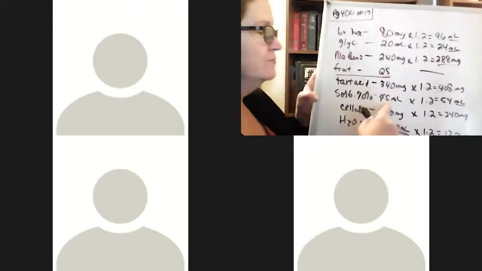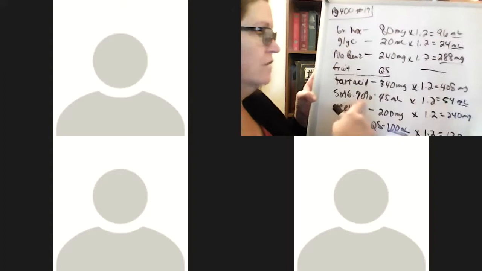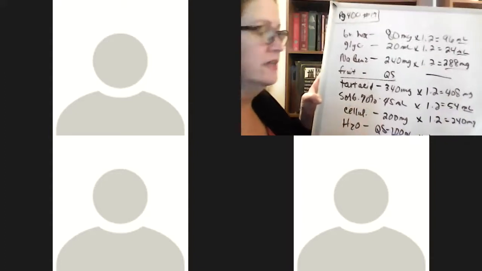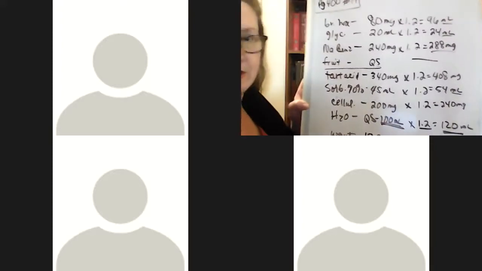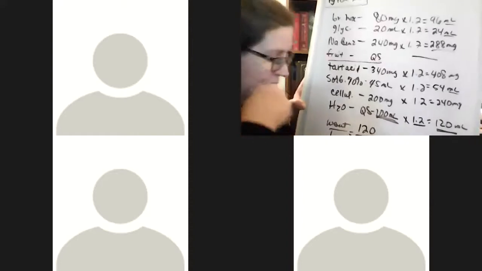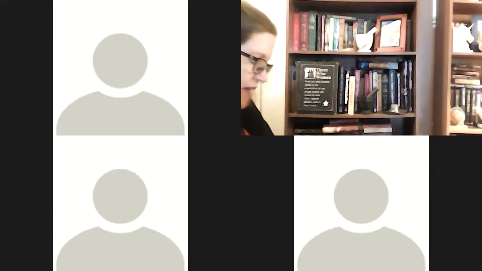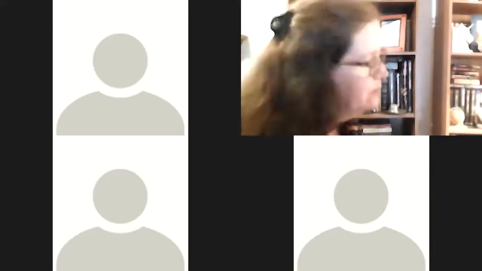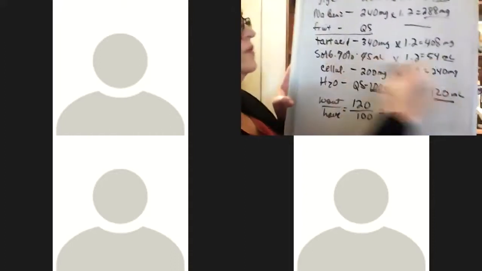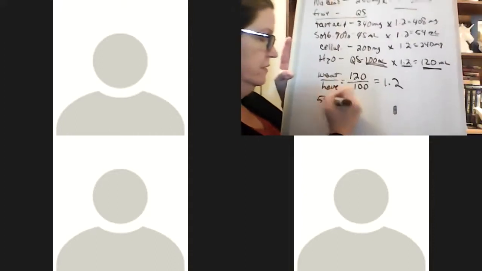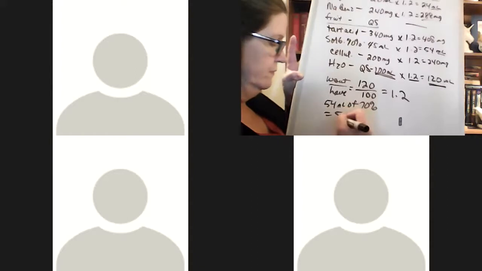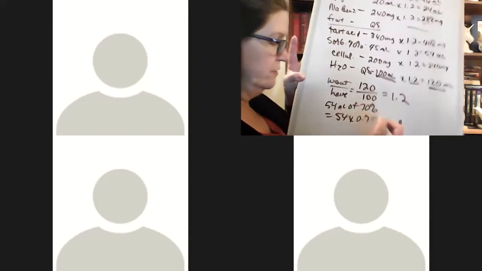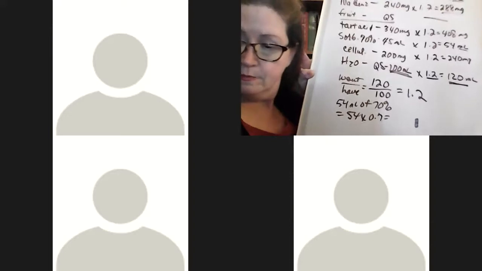Okay, so if we have 54 milliliters of 70%, how much active ingredient is that? So 54 times 0.7, because that's 70% converted to a decimal. I always have to laugh at myself because the minute I say we're not going to do something, there it shows up. Okay, so we have 54 milliliters of 70%, 54 times 0.7, 37.8.